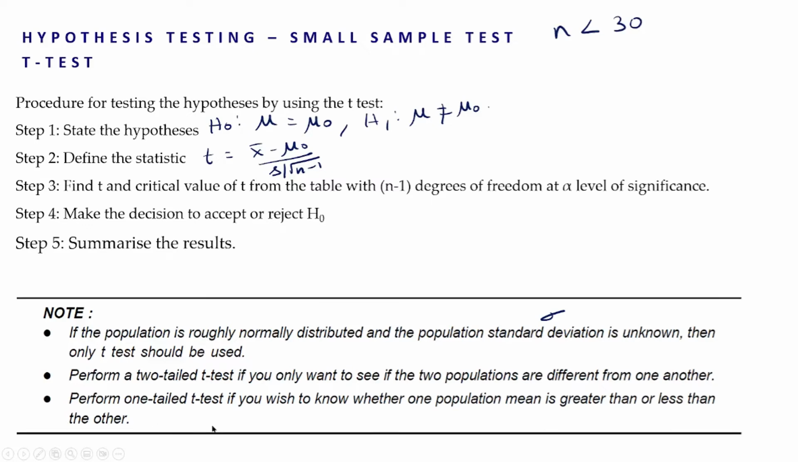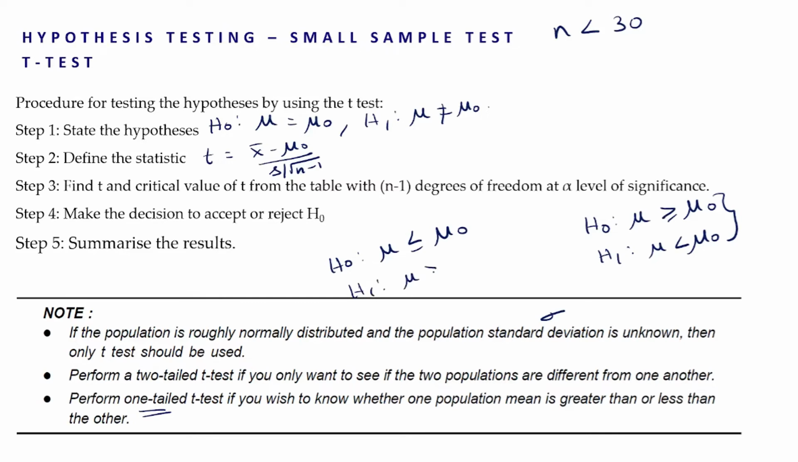Next, we perform one-tailed t-test if you wish to know whether one population mean is greater than or less than the other. So on the other hand, if we have a null hypothesis as say mu greater than or equal to mu naught, an alternate hypothesis as mu less than mu naught, in this case, we have to use one-tailed t-test, or it can be H naught is mu less than or equal to mu naught and H1 is mu greater than mu naught. In that case also, we have to use one-tailed test. So this is a lower tail test and this is upper tail test. Now we will see in the next slide what is all these. So these are some of the points to be noted and these are the steps to perform hypothesis testing using t-test.